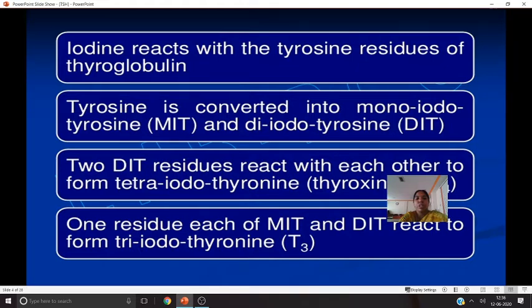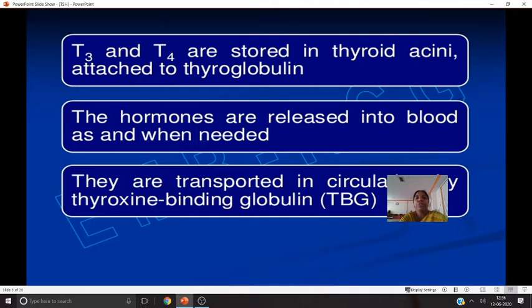One residue each of MIT and DIT reacts to form triiodothyronine, that is T3. So T4 is formed when two DIT, the diiodotyrosine, react with each other to form tetraiodothyronine. Tetra means 4. That is called thyroxine or T4. One residue each of MIT and DIT reacts to form triiodothyronine. Tri means 3. T3 and T4 are stored in thyroid acini attached to the thyroglobulin.